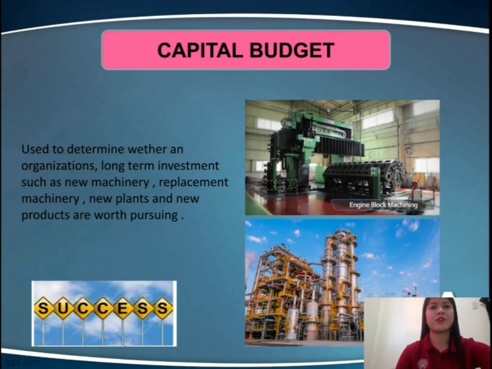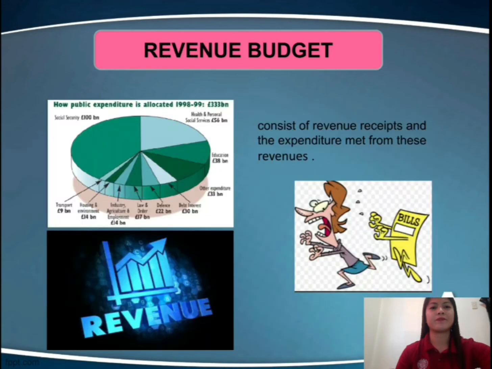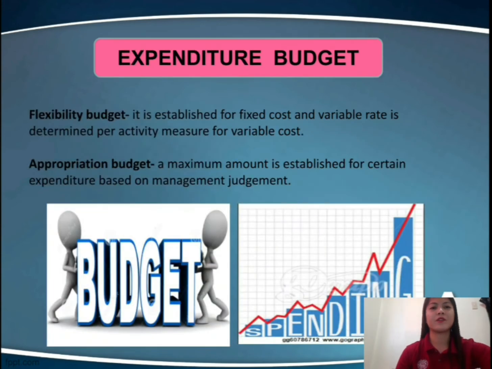Capital budget. Used to determine whether an organization's long-term investments such as new machinery, replacement machinery, new plants, and new products are worth pursuing. Revenue budget. Consists of revenue receipts and the expenditure met from these revenues. Expenditure budget includes spending data items.